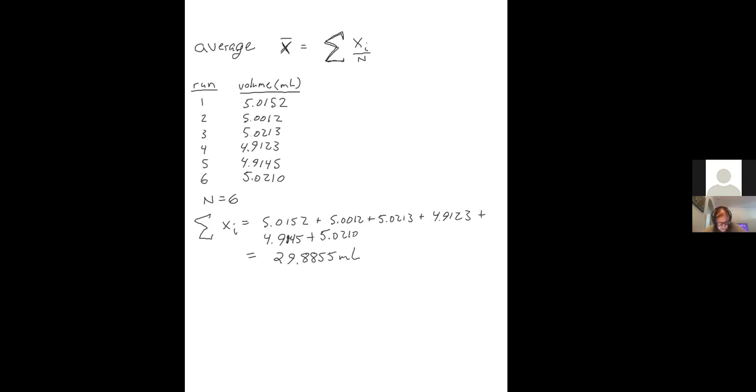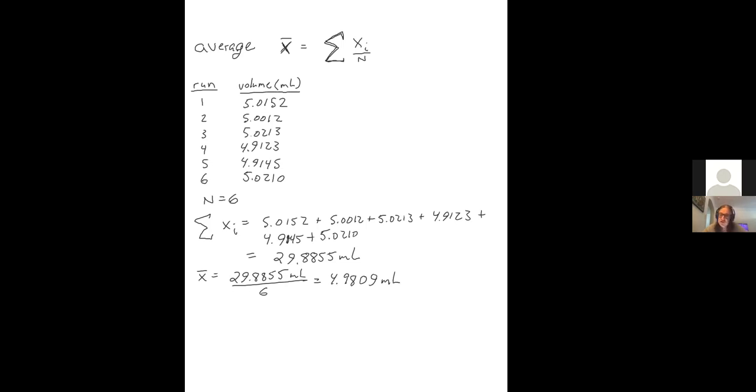Okay. Now we're going to divide that by n. So the average is just going to be that sum, 29.8855, divided by the number of measurements, which is 6. So we're just going to take that total, divide it by 6, and we get 4.9809 milliliters.